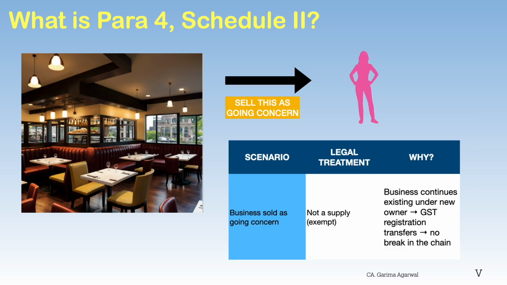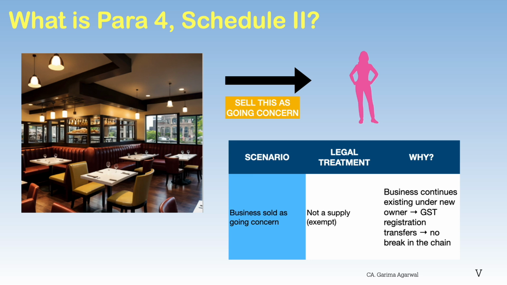Now let's take another scenario. Instead of shutting down, Ravi sells the entire restaurant, oven, furniture, recipes, staff, contracts, goodwill, everything, to Priya for 5 lakh rupees. Now Priya continues running the same pizza parlor with the same staff and suppliers. She only takes over Ravi's GST registration. What does GST say? This is not a supply. No GST is payable on this 5 lakh rupees.